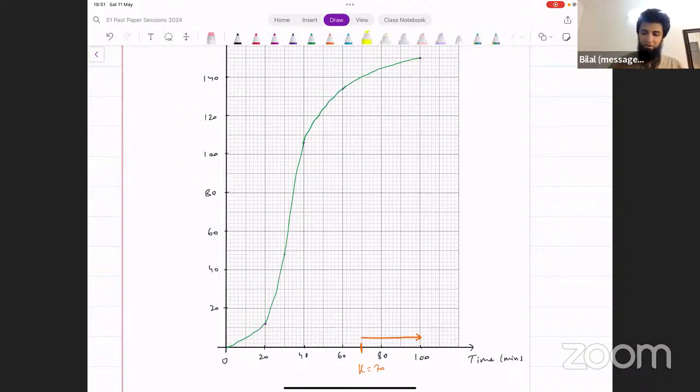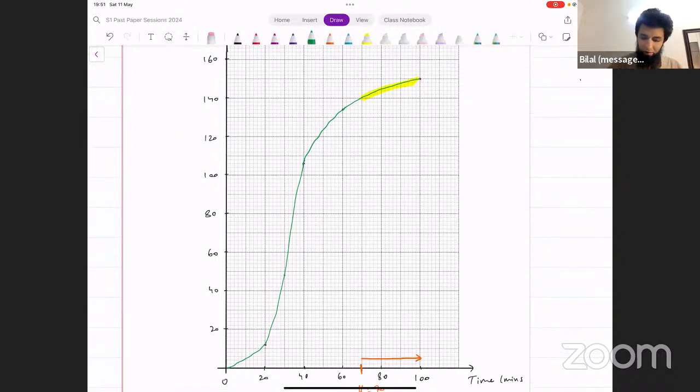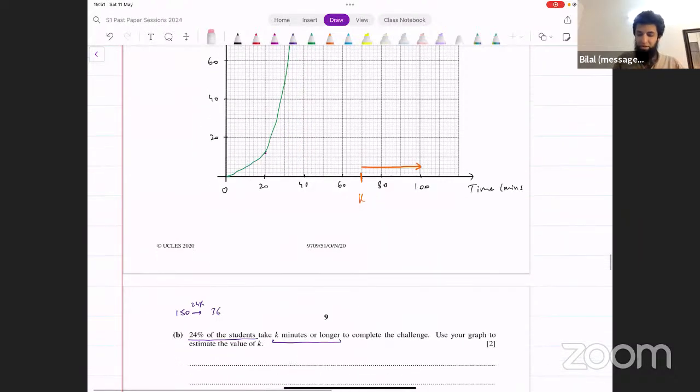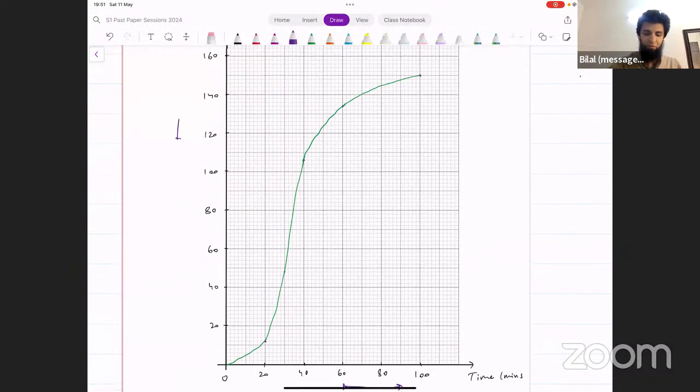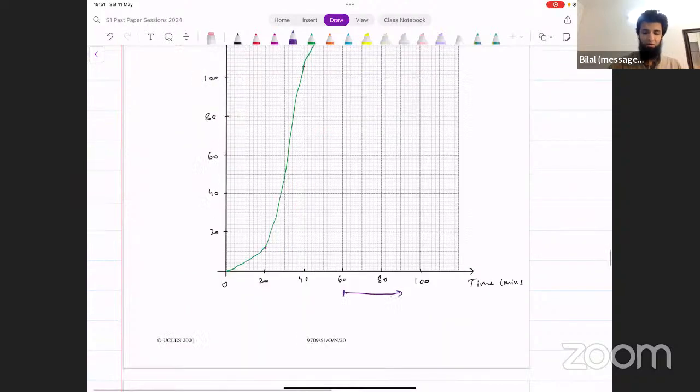On the graph, what's that region? That's this region. That's this region on the graph. So vertically, you would also just look at this region from 140 to 150. These would be the 10 students that you're talking about, right? So since they're saying K minutes or longer, this K is going to be somewhere here, and you will be looking at the right side of that. If you're looking at the right side here, on the vertical axis as well, we would be looking at the upwards direction.